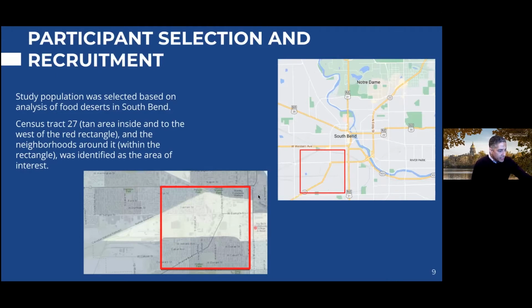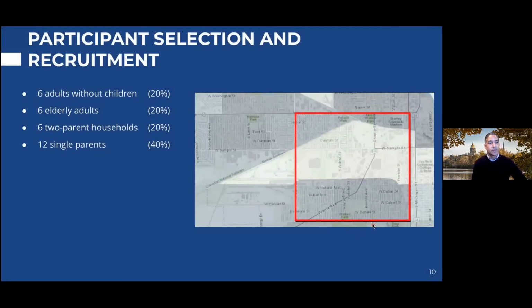And this just shows a close-up view of that Census Tract 27. So the team initially intended to interview about 30 households, broken down as you see here on this slide. Due to the difficulties in recruiting single parents, we reduced that number from 12 to 9, and we increased the two-parent households from 6 to 9. The final sample of the data skewed female compared to the demographics of the area, and more towards those who actually had access to and familiarity with technology.